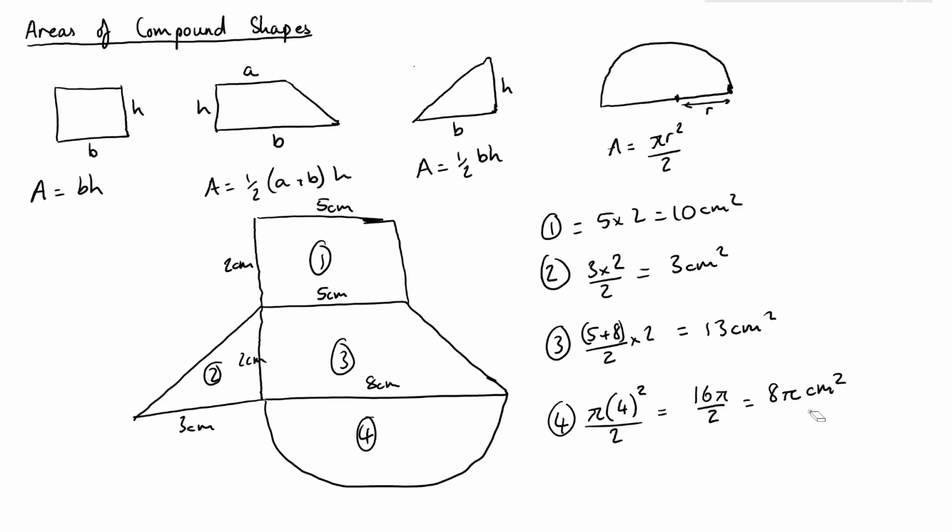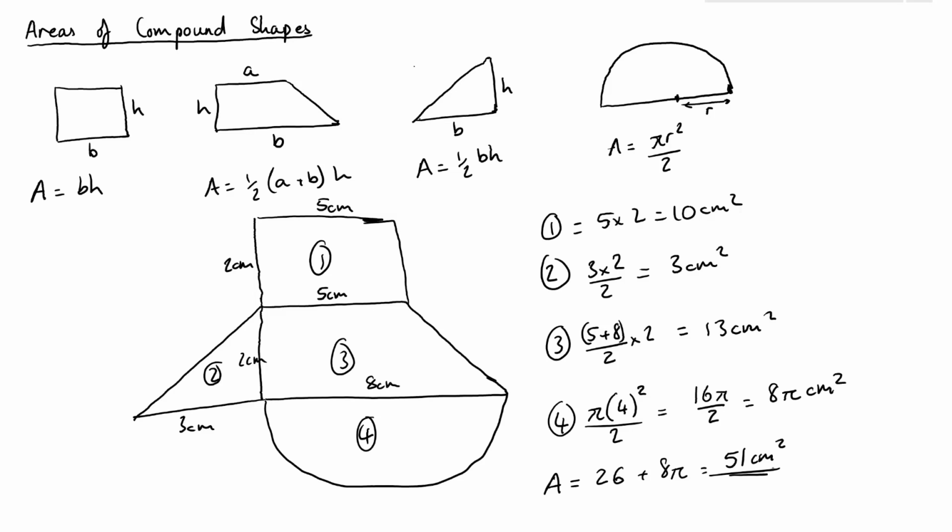But then if I want the whole area, all I have to do is add them up. So area is just going to be the sum of all of these things, which is going to be 26 plus 8 pi, which is actually going to give you a value of about 51 centimeters squared. So nothing too complicated here. All we've done is taken simple shapes, and in compound shapes we're just going to layer them on and try and work out the total shape.